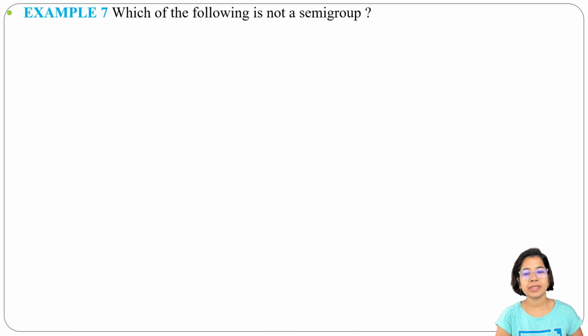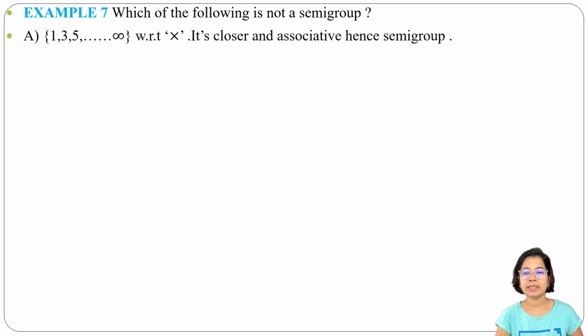Today I'll discuss some more examples of it. Example 7: which of the following is not a semigroup? For a semigroup, it should be closure and associative. Let's see the options. First, option A: 1, 3, 5, till infinity, with respect to multiplication.